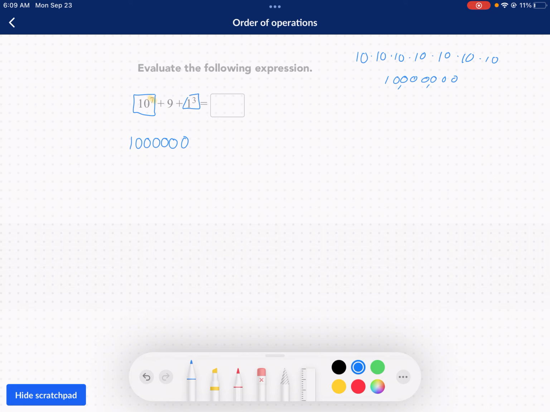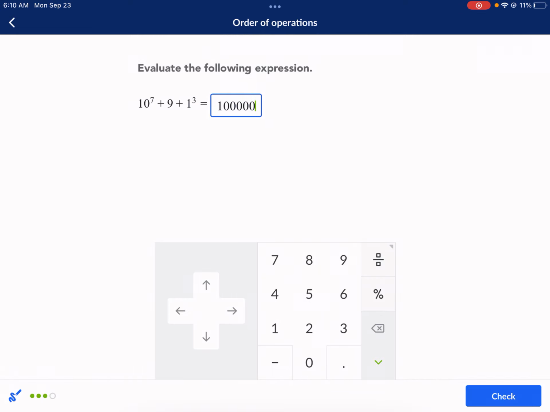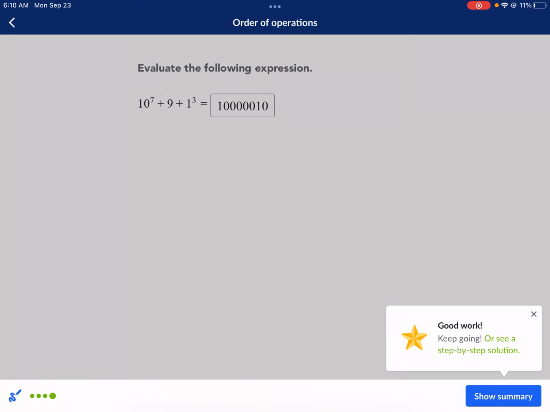1 to the 3rd power. Anytime you have 1 raised to a high power, it doesn't matter. It's just going to be 1. So 10 million plus 9 plus 1. So I'm just going to write, this is going to be plus 10. Or 10 million plus 9 is 10 million 9, and then 10 million 10. So keep them straight here. I have 1 plus 5 zeros and then 1 0. Okay. 1, 2, 3, 4, 5, 1 0. I think that's good. And we're all done.